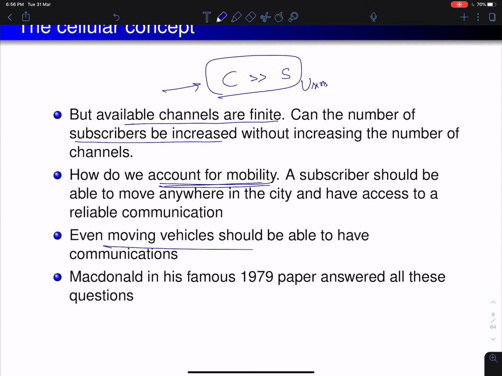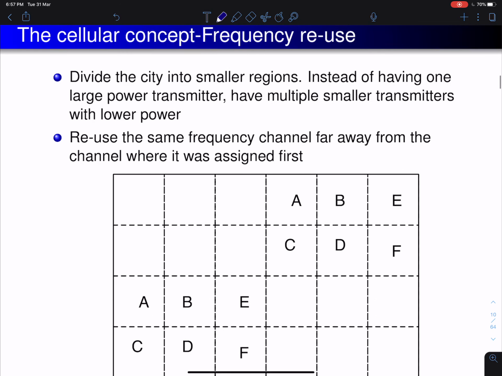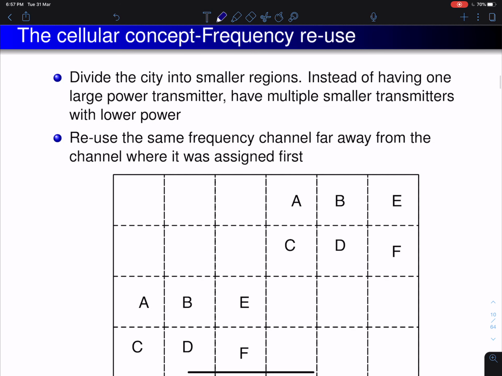Okay, so now in 1979, a very famous paper was written by McDonald. Again, see, the ideas were there for a decade, but he had to consolidate everything and answer all these questions in a proper mathematical framework. It's a landmark paper in the field of cellular communications. He tries to answer all these questions. Okay, so the idea was pretty simple. Like all good ideas, most of the good ideas are actually pretty simple.